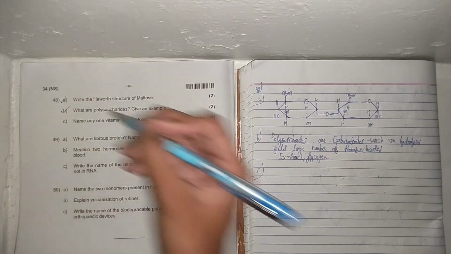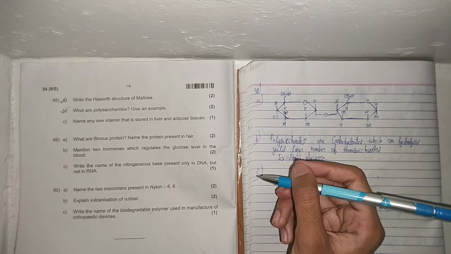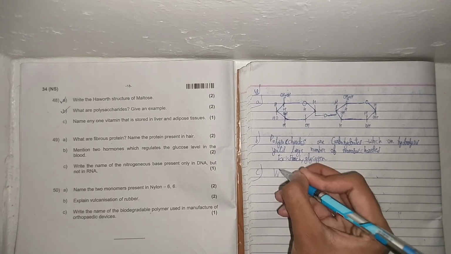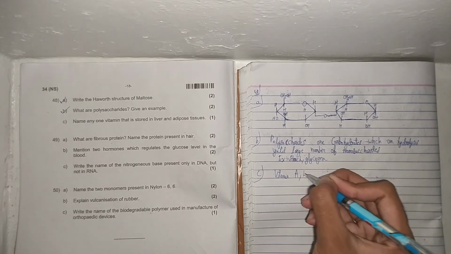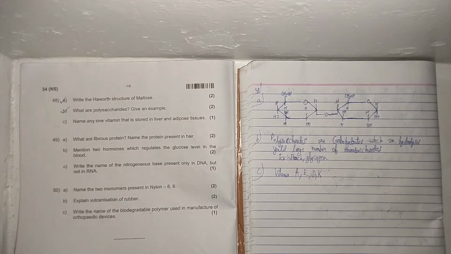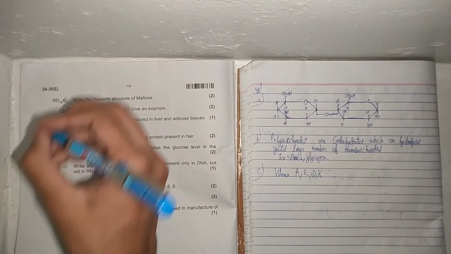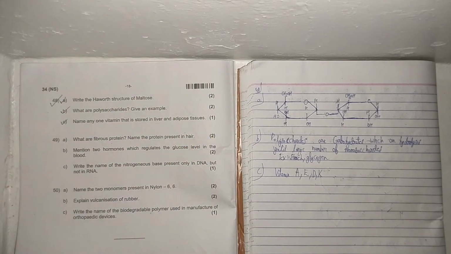C. Name any one vitamin that is stored in liver and adipose tissue. So B is done. C is vitamin A, vitamin E, D, and K. In this they have asked only one, so you can write any one. So C is done. Therefore question number 48 is done.